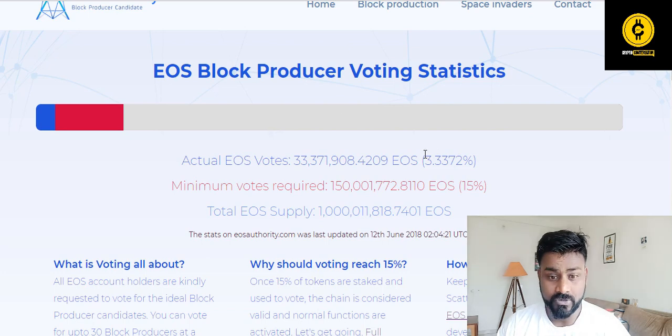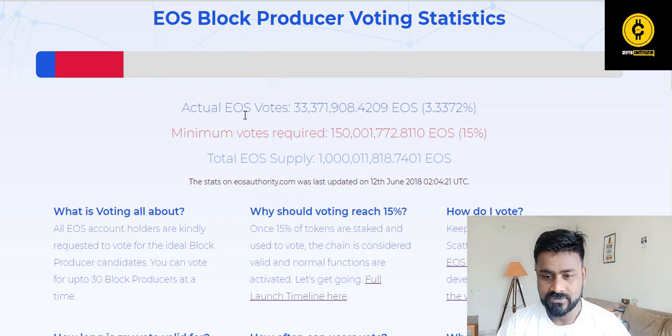But before that, this is what the voting status is right now. The actual EOS votes are these many, but the minimum votes required is 150 million. As you can see, only 33 million votes have been cast. So we still have a long way to go. It looks like everybody needs to vote.